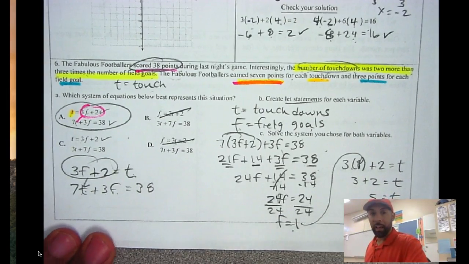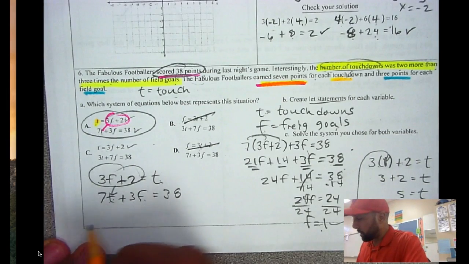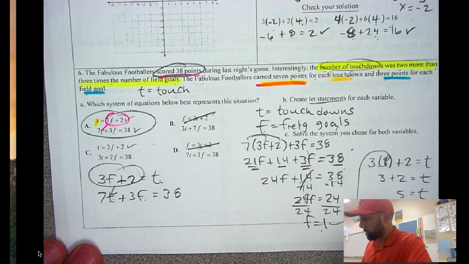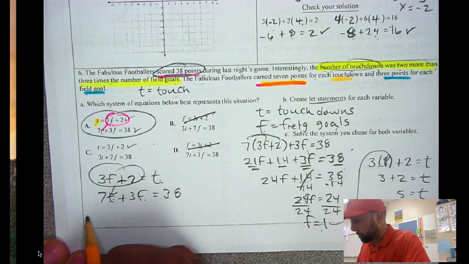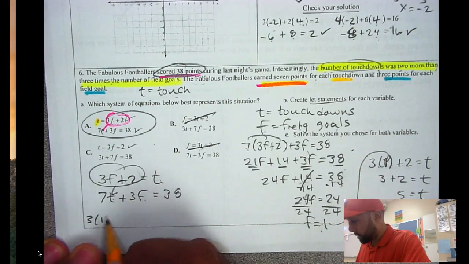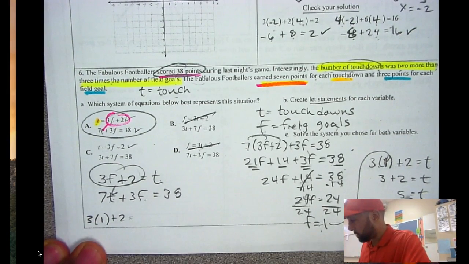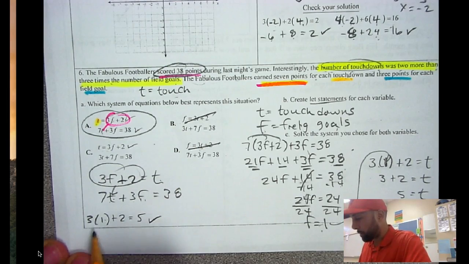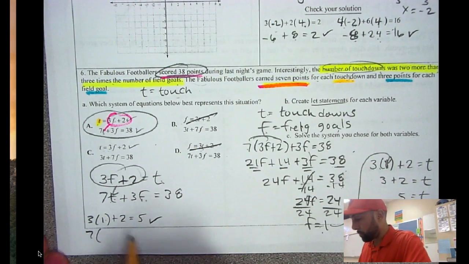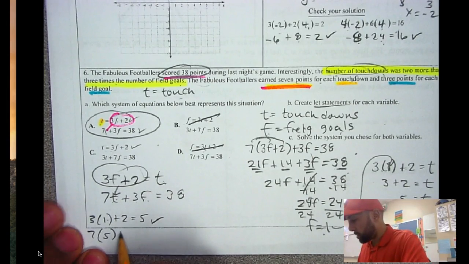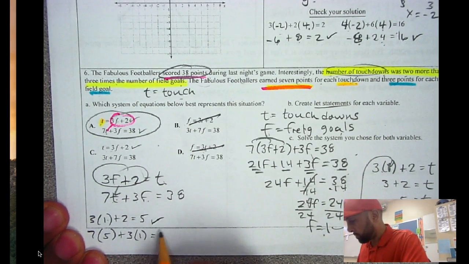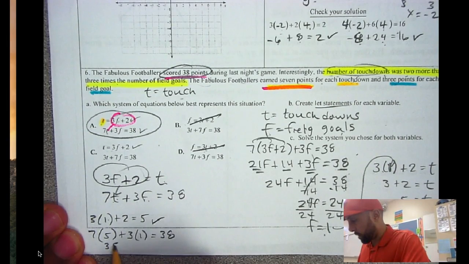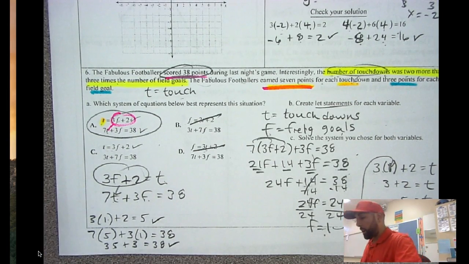But don't just leave it like that. This is an actual situation, so let's write out a sentence. And actually, before we do that, let's check our solution. So I'm going to plug it into the first equation. F was 1, plus 2 is equal to 5. So 3 times 1 is 3, plus 2 is 5, so that's good. And then the next one, 7 times 5 touchdowns, 3 times 1 field goal. 7 times 5 is 35. 3 times 1 is 3. 35 plus 3 is 38. So that's good.